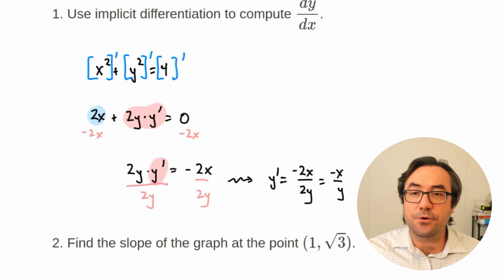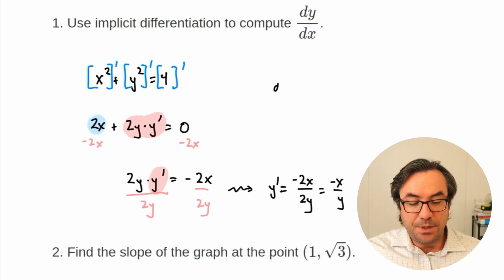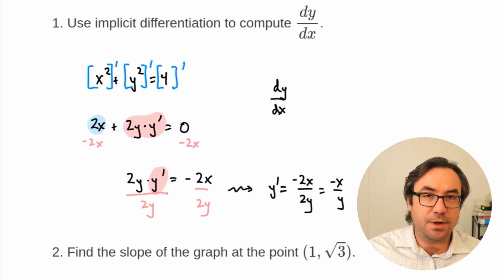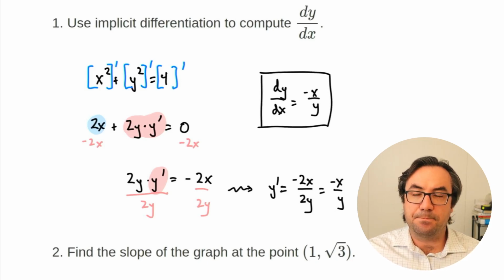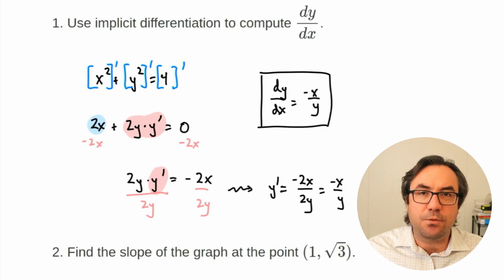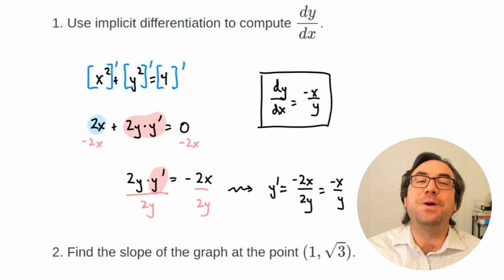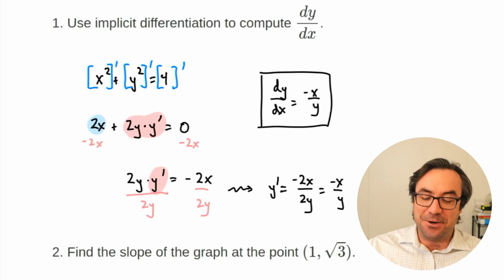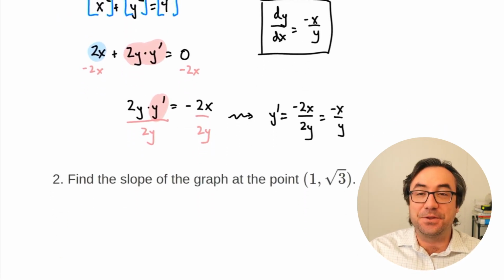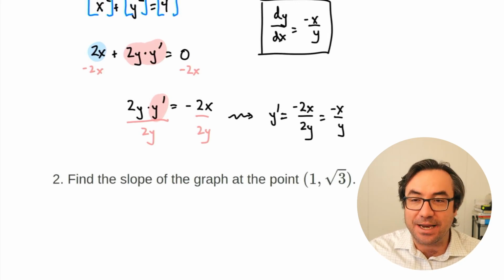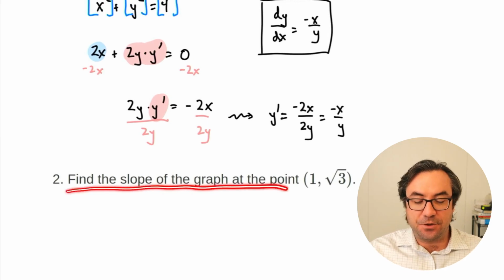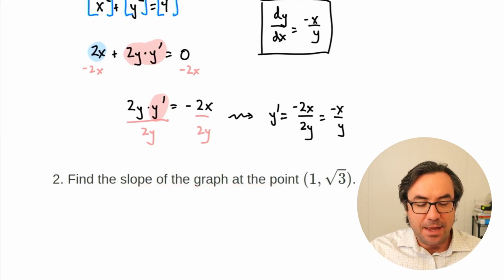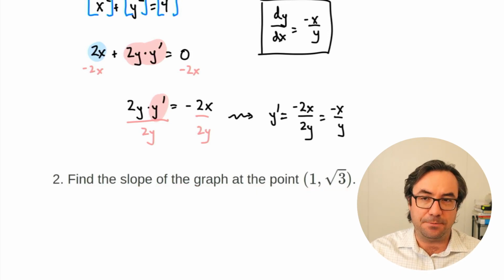So there's our formula for our derivative. In this case, we could say that dy/dx, or if we just want to keep calling it y prime, perfectly fine, is negative x over y. Okay. So now we can use that derivative just like we would regularly use a derivative. We can use that to figure out the slope of our graph or the slope of our tangent line at a specific point. So for part 2, let's find the slope of our tangent line at this point, 1 comma square root 3.